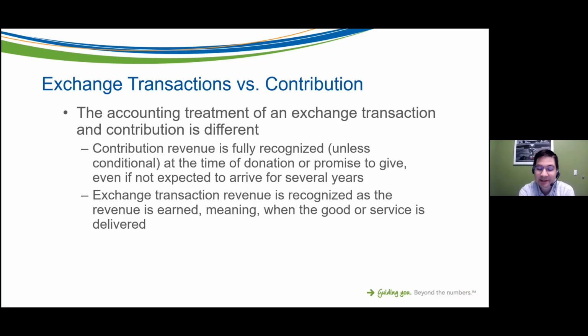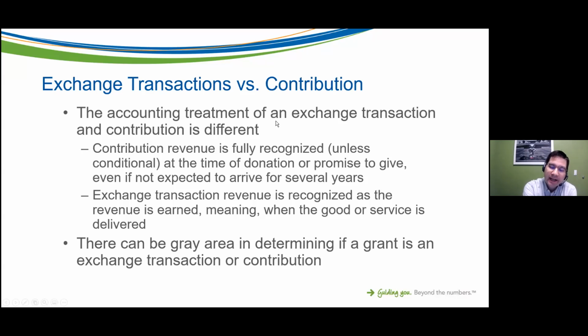Exchange transaction revenue is different. It's recognized as the revenue is earned, meaning when the good or service is delivered. So if you're providing homeless services and running a men's shelter, for example, having that shelter open, having members of the community come and stay there, that is earning the revenue. And yes, there can be a gray area in determining if a grant is an exchange transaction or a contribution. I've had that come up in audits in the past, and that is usually a discussion to have with the accountant.